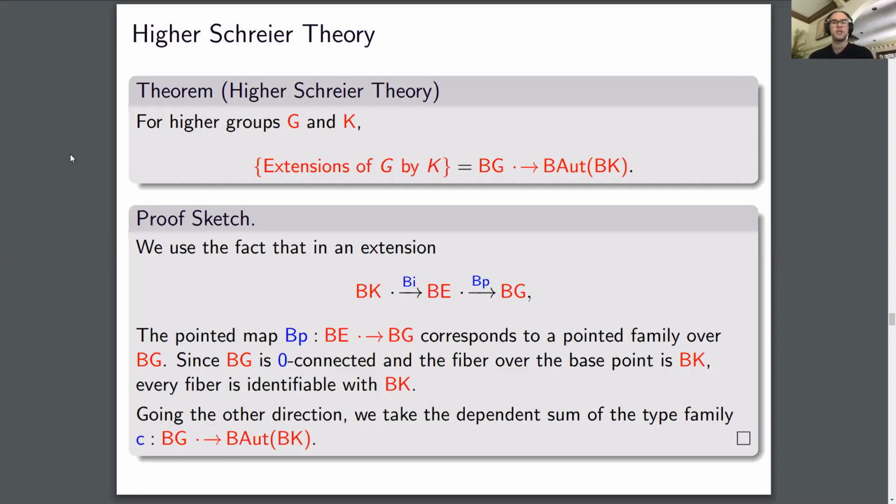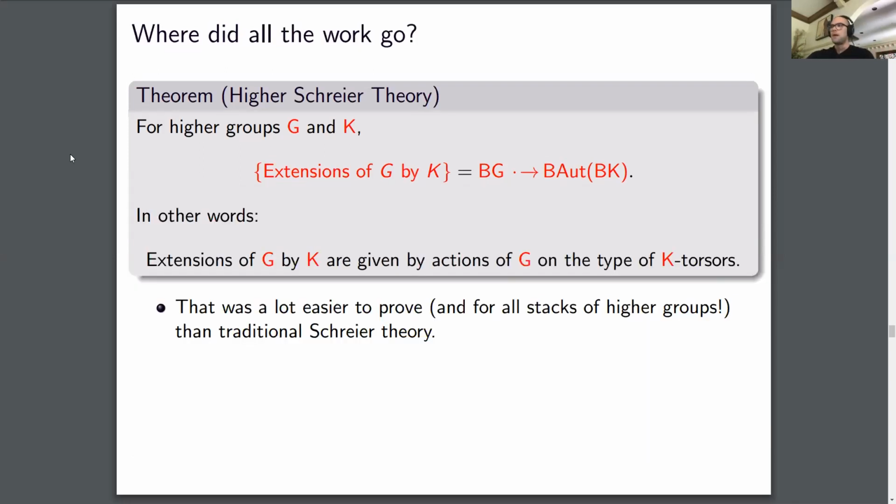In the other direction, we take the dependent sum of the type family. So if we have BG to B-Aut-BK, remember B-Aut-BK are types identifiable with BK. In particular, this is just a type family. So we can take its dependent sum, that's going to be BE. So that was easy.